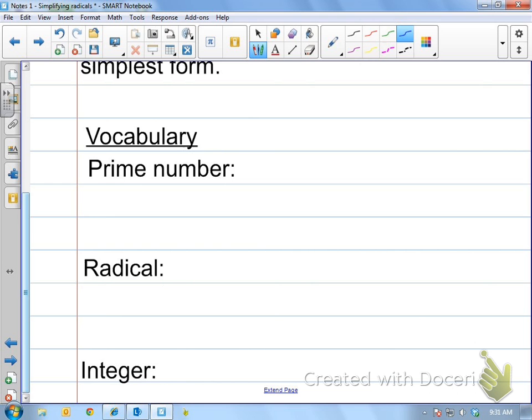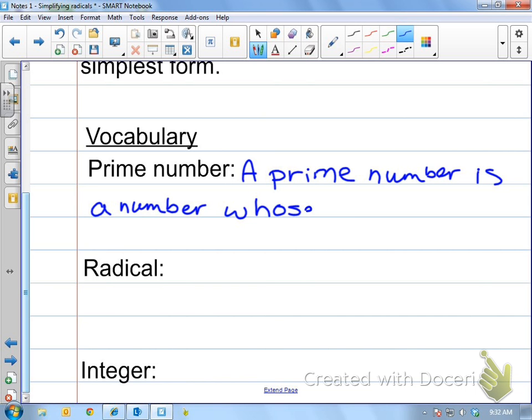Okay. So, where did I put my notes? There we go. This way I read it the same way every time. So a prime number is a number whose multiples, or whose factors, are 1 and the number itself.